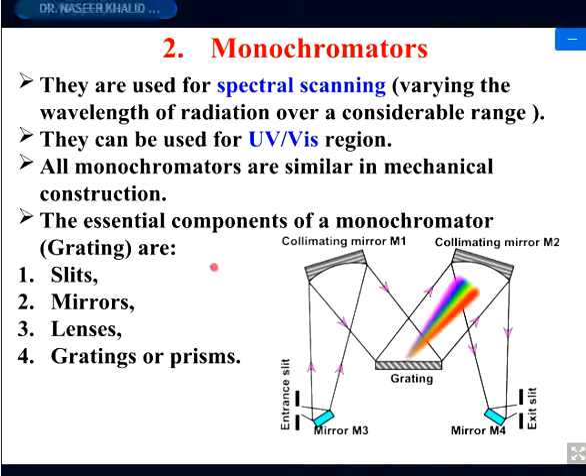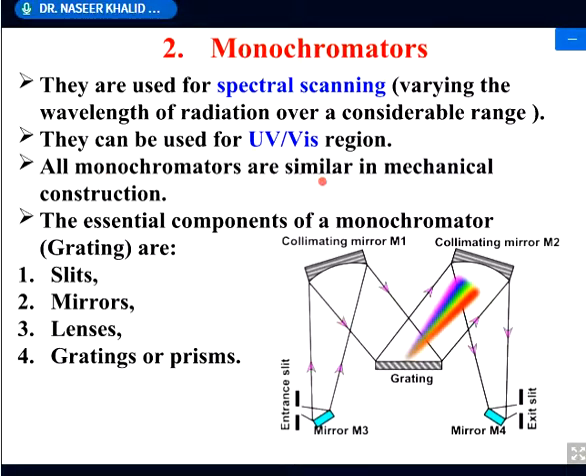Monochromators are used for spectral scanning, varying the wavelength of radiation over a considerable range. They have a wide range, which could be the visible region or others. They are quite expensive, but their bandwidth is quite narrow. They are not simple either.